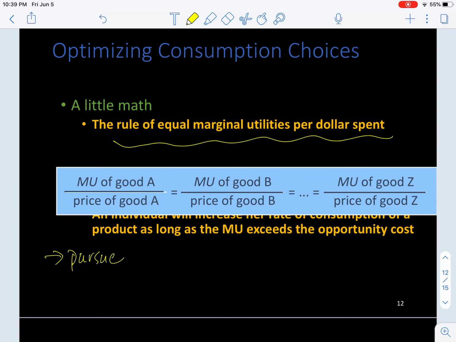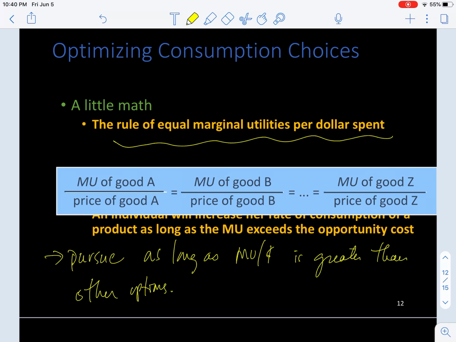And so the question is, well, maybe you can read a book and talk to a friend and do a load of laundry, right? And so the question is, how long do you talk to the friend? Well, until the marginal utility per time spent becomes less than the marginal utility per time spent of something else. So usually we think of it as price. So you pursue as long as the marginal utility per dollar is greater than your other options. And then once it's equal, then you stop, right? And you pursue something else. And so the fallout from that is that the marginal utility per dollar, the bang for your buck, should be equal, or at least roughly equal, across all of the different things that you could buy or all the different ways you could spend your time. So that's the implication there.